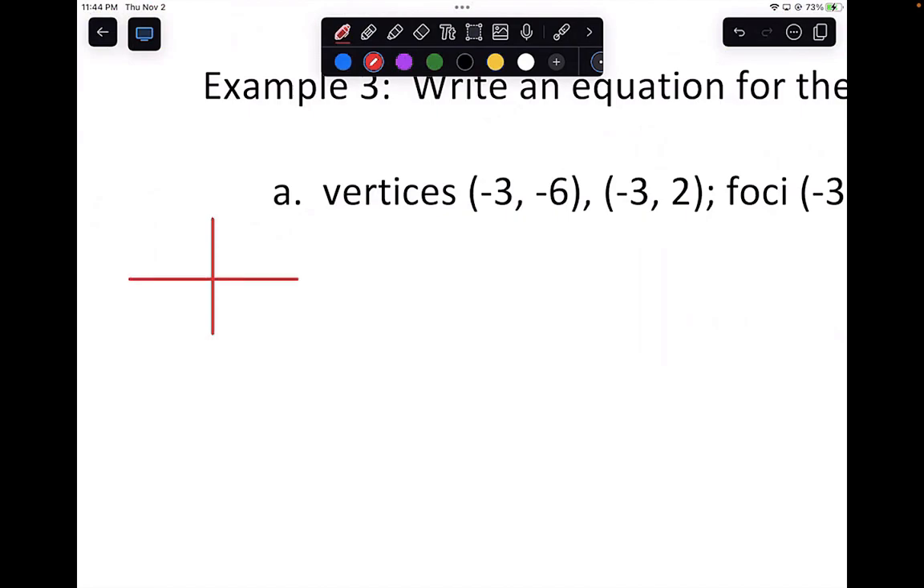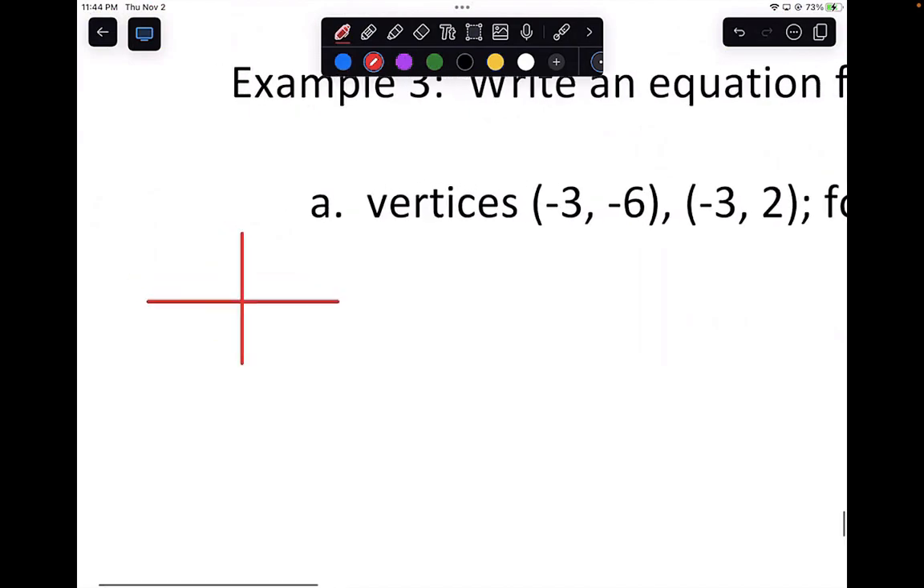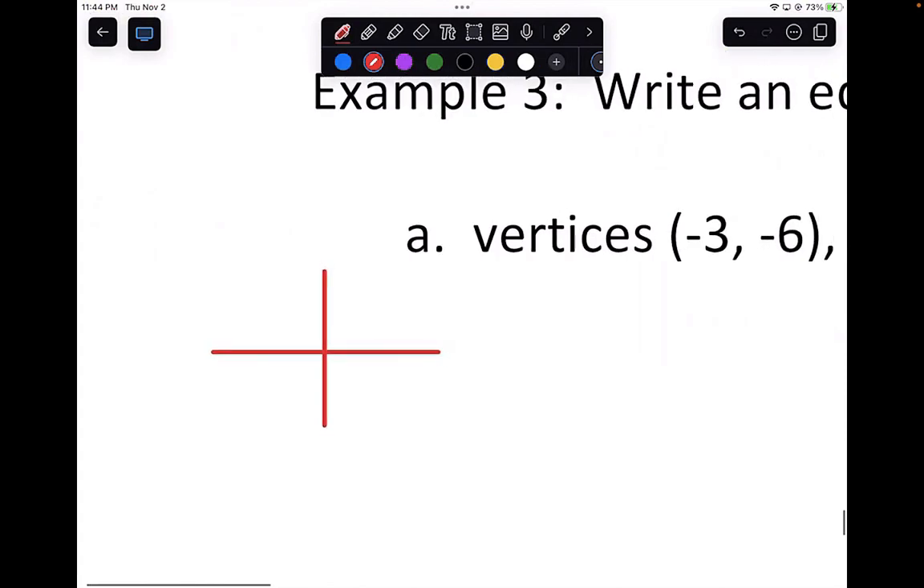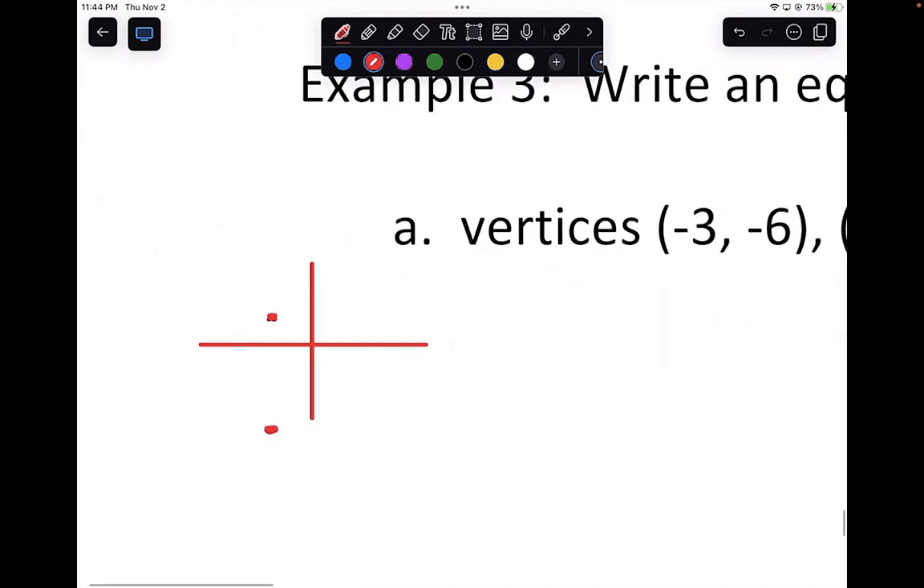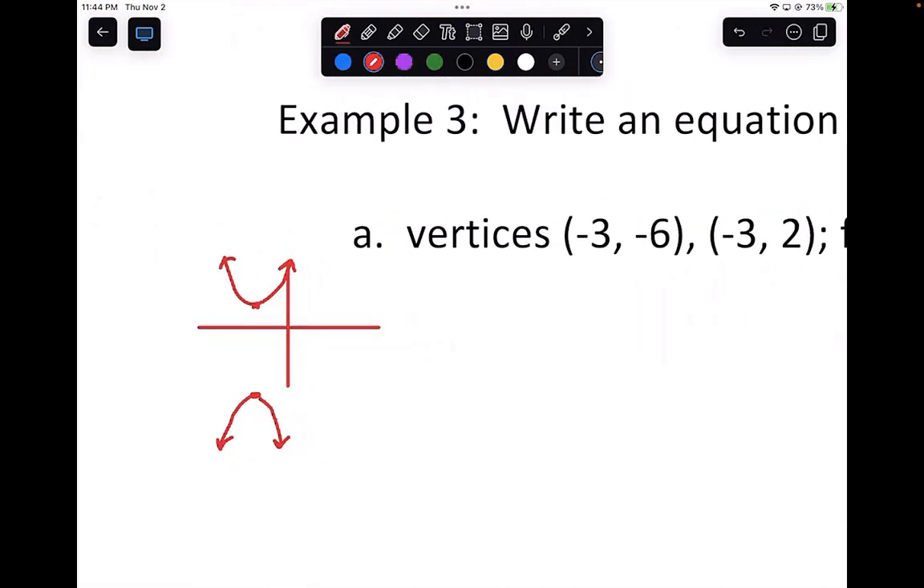So I'll just do an X and Y axis there, and then we'll plot the vertices, apparently at -3, -6, so maybe way down there, and then -3 and +2. If those are vertices, that tells you right then and there the vertices are lined up vertically, so this will be a vertical opening hyperbola. Probably should be a little bit wider than that, but that's okay. This is just a sketch here.